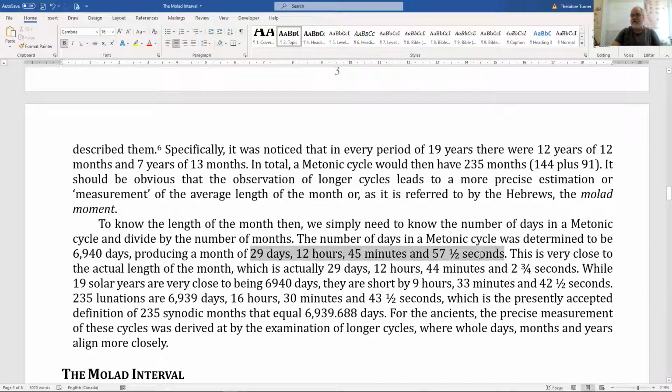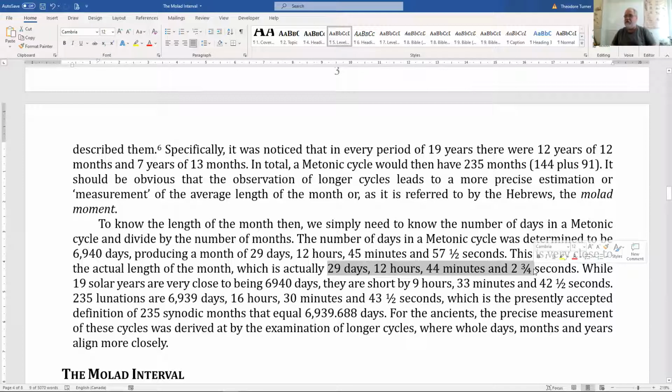Now, this is very close to the actual length of the month, which is actually 29 days, 12 hours, 44 minutes, and 2 3/4 seconds. While 19 solar years are very close to being 6,940 days, they are short by 9 hours, 33 minutes, and 42 and a half seconds.